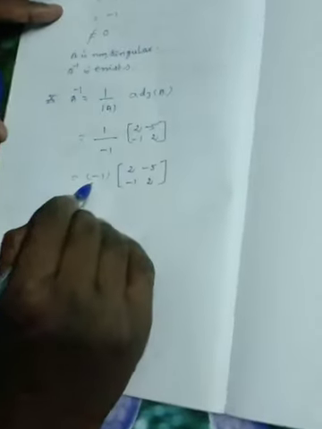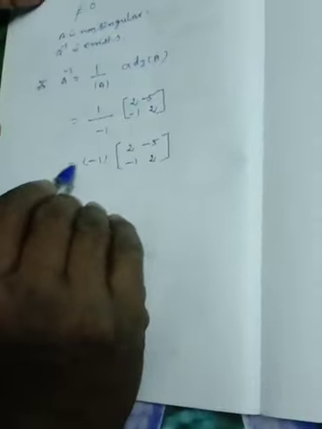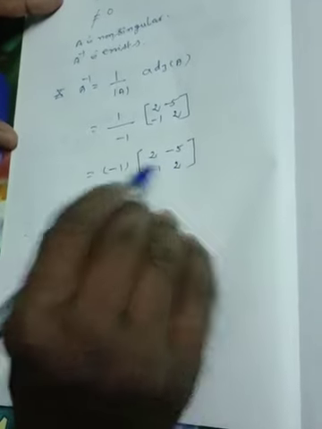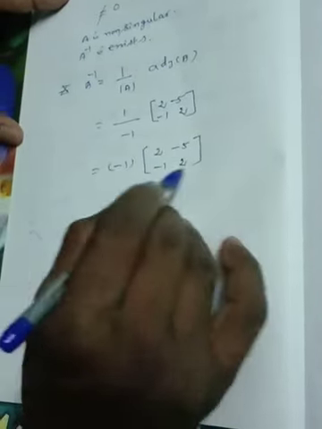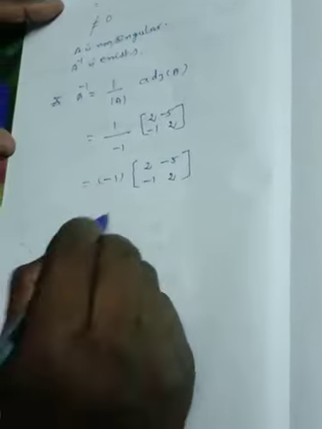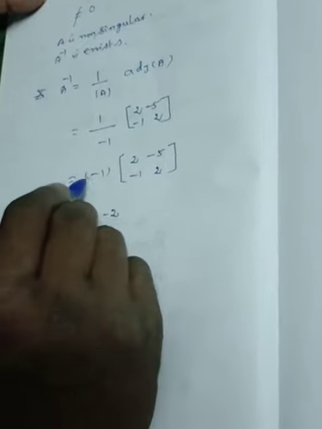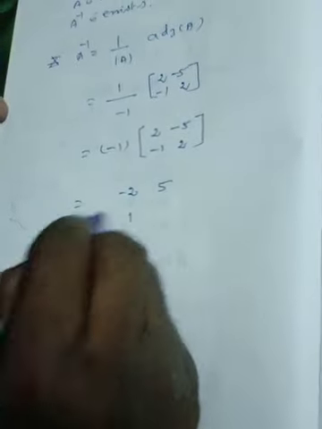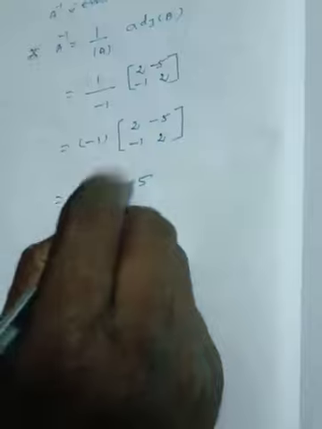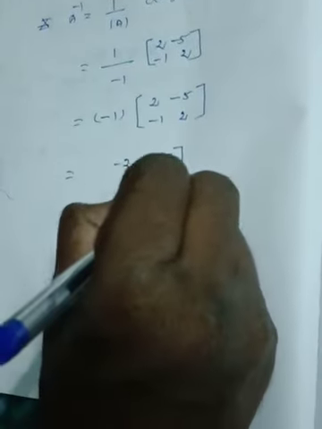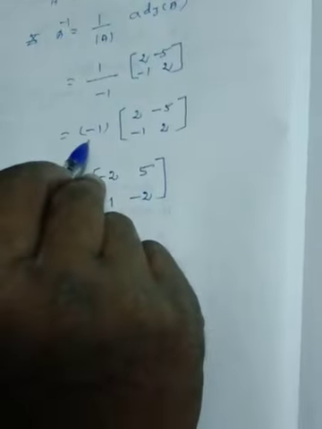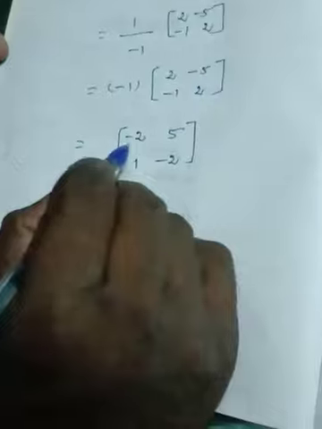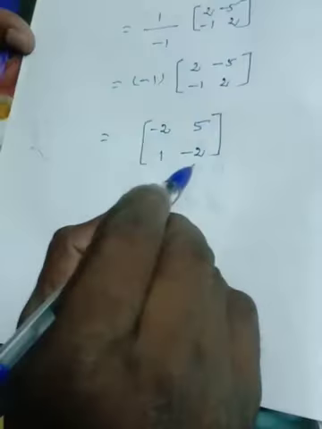This minus 1 is a scalar. A scalar multiplied by any matrix gives the matrix with all the indices multiplied by the scalar. Minus 1 into 2 is minus 2. Minus 1 into minus 5 is positive 5. Minus 1 into minus 1 is plus 1. Minus 1 into 2 is minus 2. Multiplying all the indices a11, a12, a21, a22 by the scalar minus 1, we get minus 2, 5, 1, minus 2.